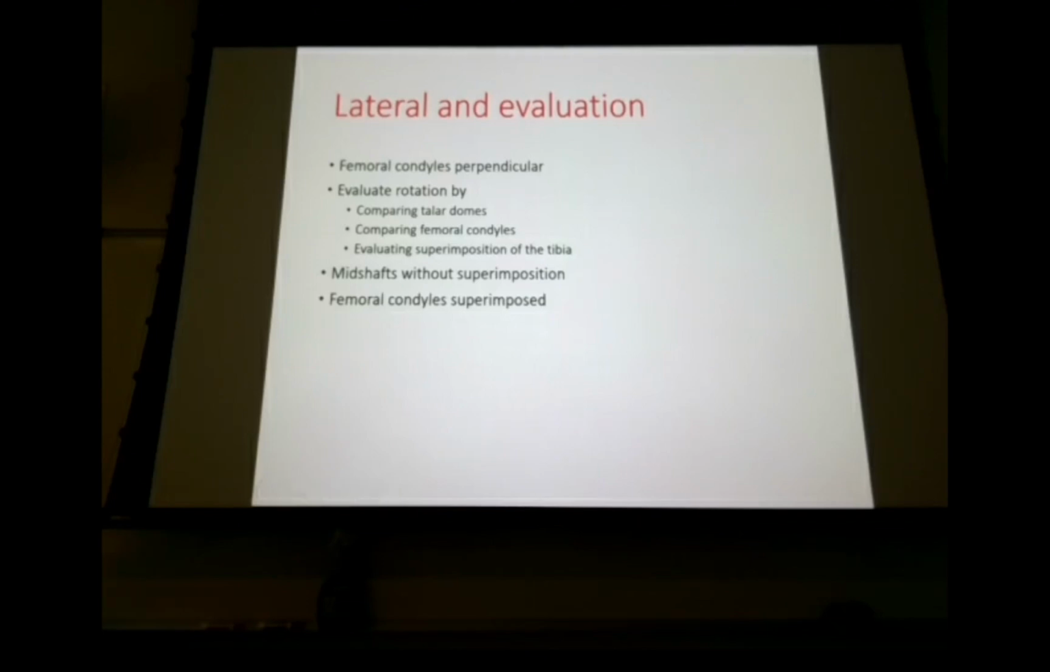then on the AP, you want your femoral condyles parallel to the image receptor. You want your toes pointing straight up at the sky. On the lateral, it's the exact opposite. We want our femoral condyles perpendicular. Our malleoli are going to be somewhat superimposed. They're not going to be perfectly superimposed because, again, that lateral malleolus is going to be a little bit posterior.